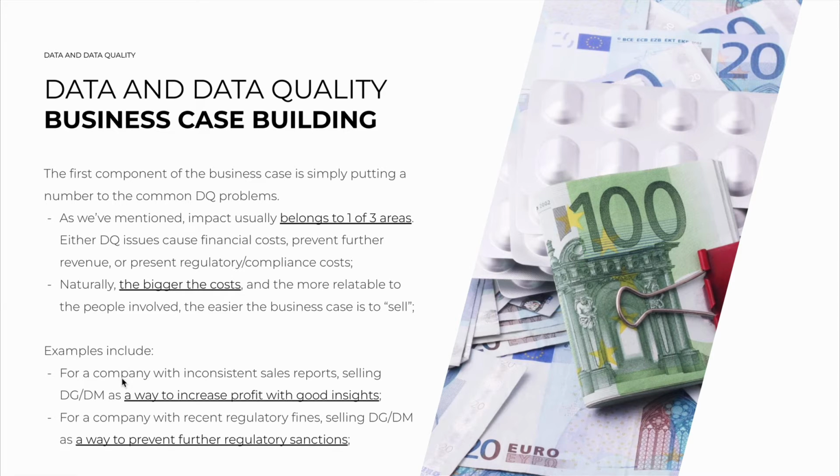Examples include, for a company with inconsistent sales reports, you sell DG or DM as a way to increase profit with good insights. You can even assume a percentage of sales increase due to these insights, such as 5% or 10%, and you have a specific dollar value gain. Or for a company with recent regulatory fines, selling DG or DM, probably DG, as a way to prevent further regulatory sanctions. And in this case, you can take a big percentage of the amount of the fines paid. For example, eliminating 80% of the total fines paid.